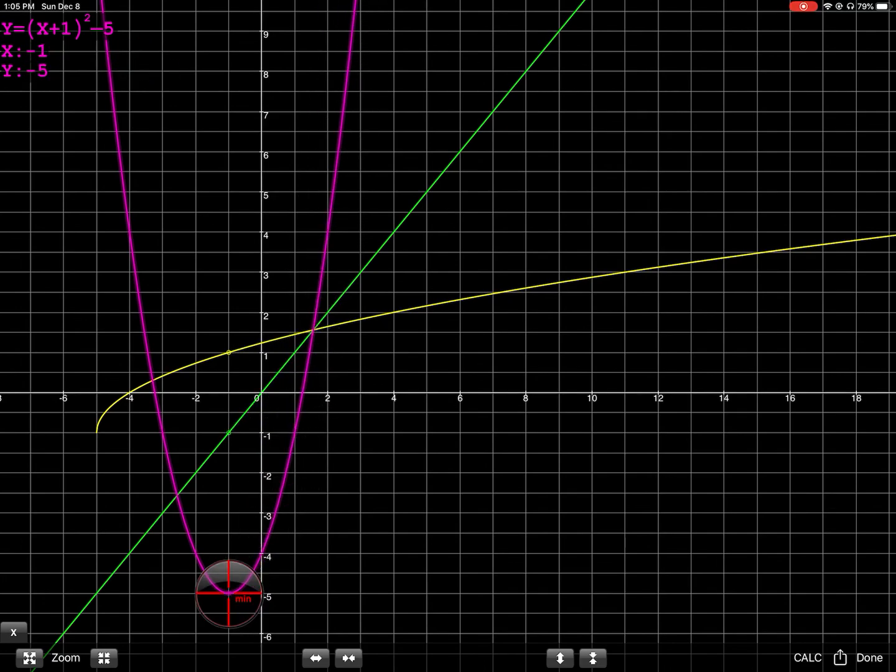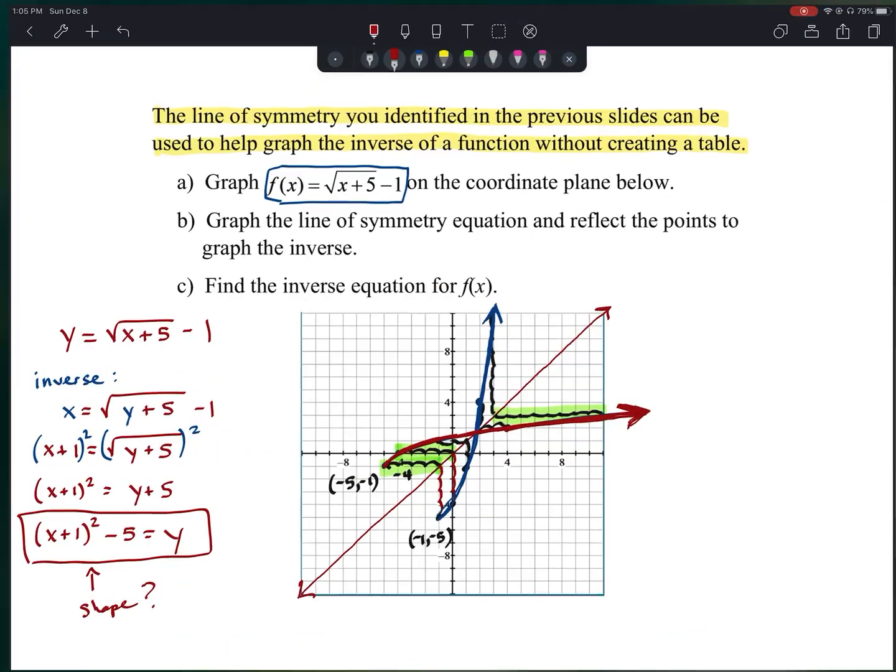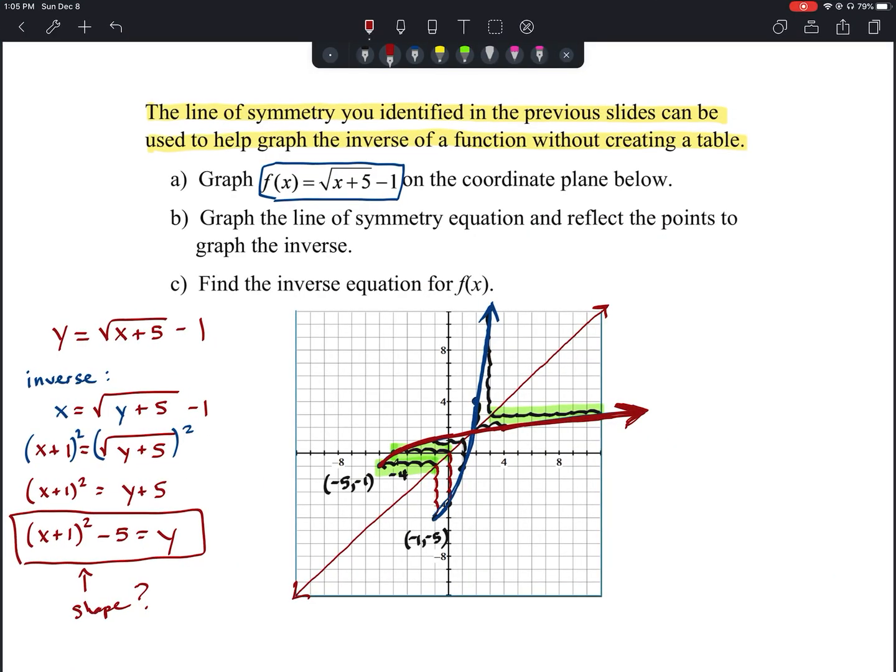So we're going to have to do something to our equation that we just found. I asked you to find the inverse equation, but this by itself is not the inverse, or at least not all of it. So we need to be able to say that it's just the right side of the parabola that is the inverse, right? So the way we do that is by using a domain restriction.